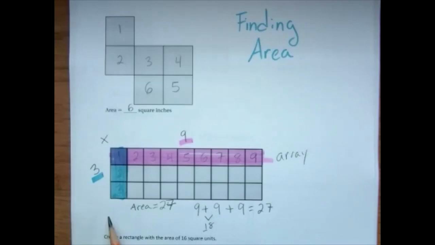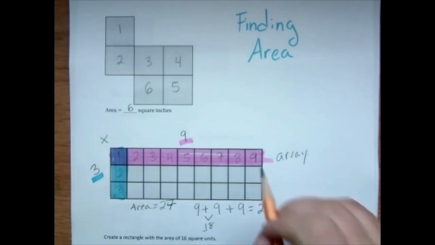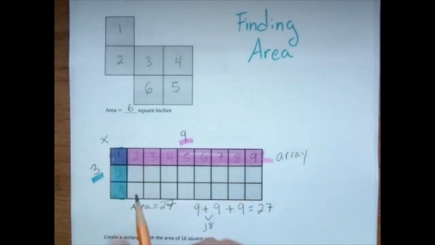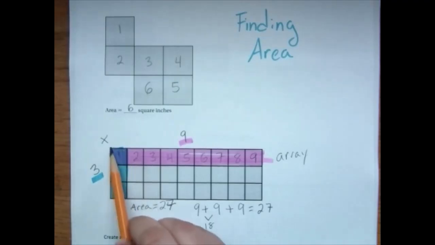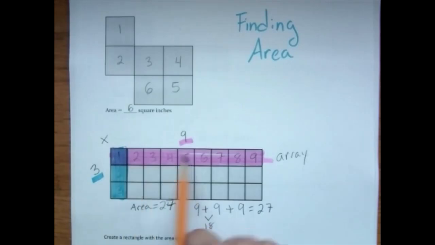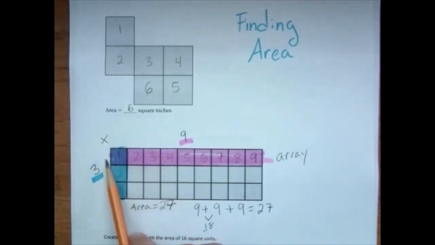Anytime you're finding the area of a quadrilateral like this, make sure you count all the way down and all the way across in the columns and write down each one that you do, because that's going to help you make sure that you didn't accidentally skip one. As you notice, this one was colored in both blue and pink because it's part of the columns and the rows, okay?